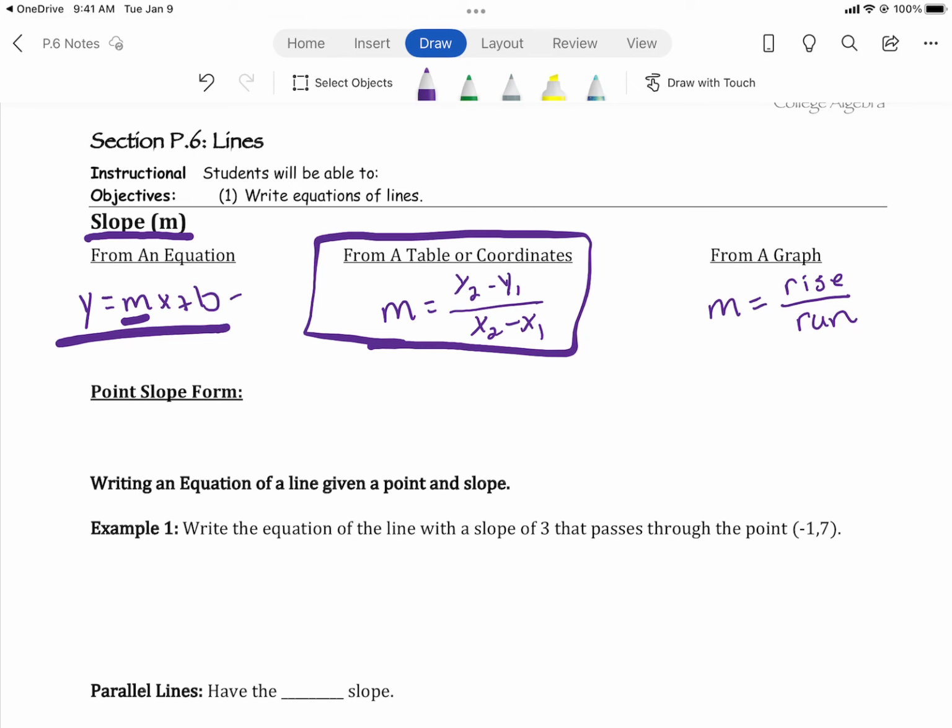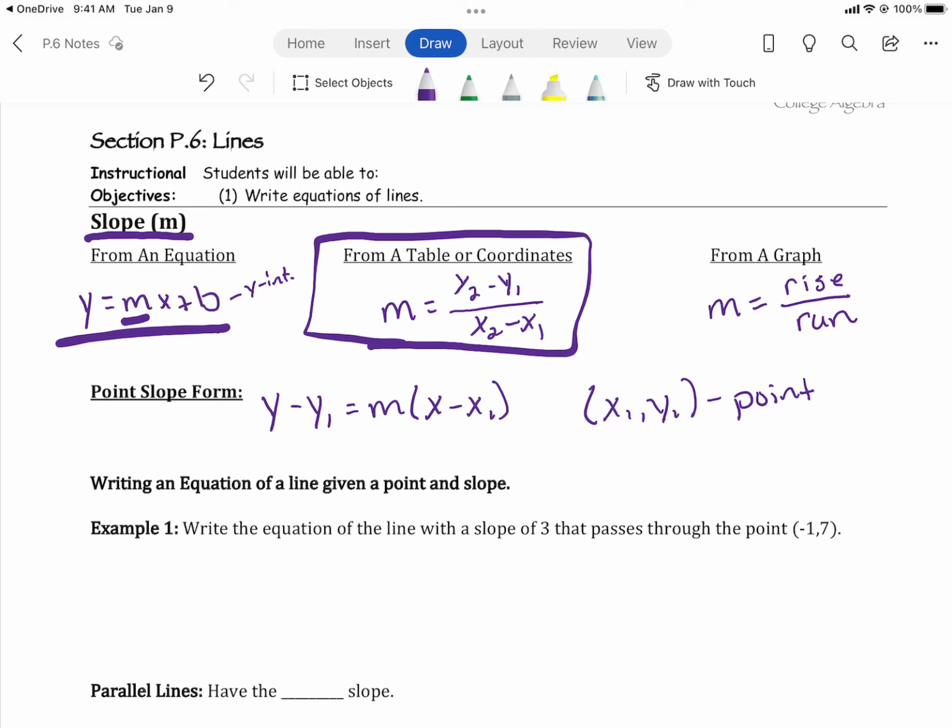So you have your slope-intercept form of a line right here, y equals mx plus b, where our b right here is our y-intercept. We also have what is called point-slope form. So point-slope form is y minus y1 equals m times x minus x1, where our x1 and y1 is going to be a given point to you. So you would substitute in your slope, you'd substitute in your x1 and y1, and write your equation.